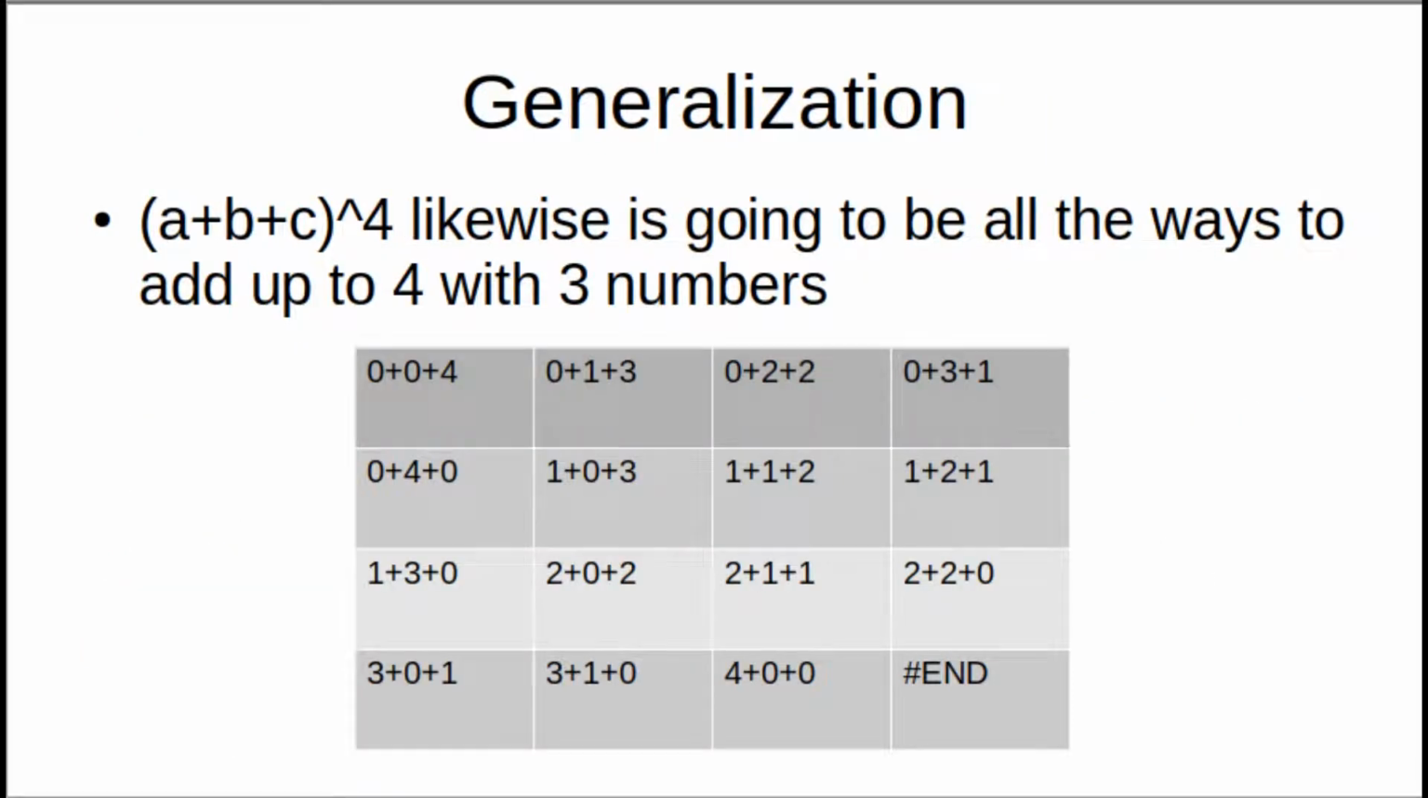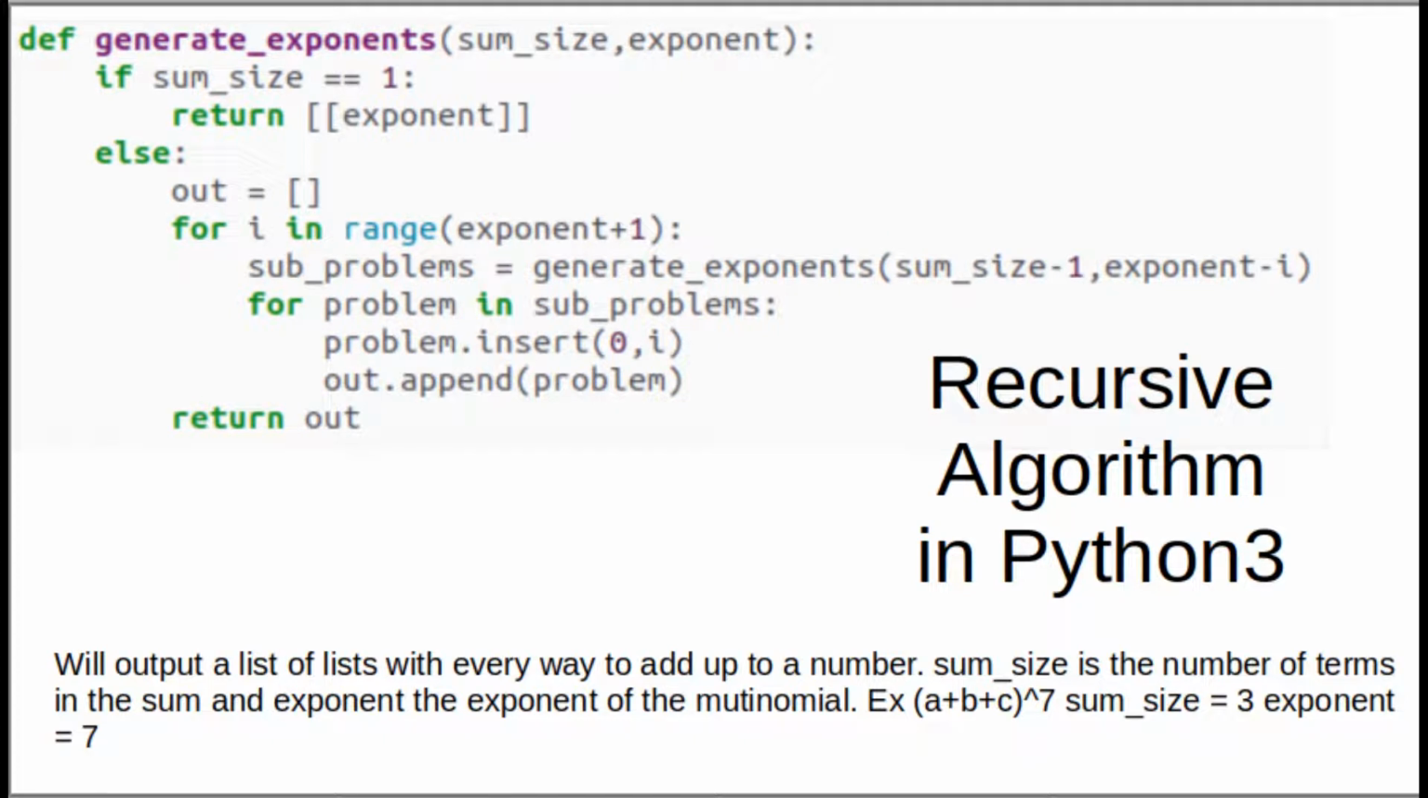So if we generalize this for if we had 3 variables, then it would be all the possible ways we can add up to 4 with 3 numbers. And those are all the possible exponents for the trinomial expansion. I've made a table with all the possible ways, and I would just look at it and try to figure out the pattern. I'll show you a recursive algorithm to generate this next. So this algorithm will generate a list of lists where each element in that list is the possible ways to add up to that number.